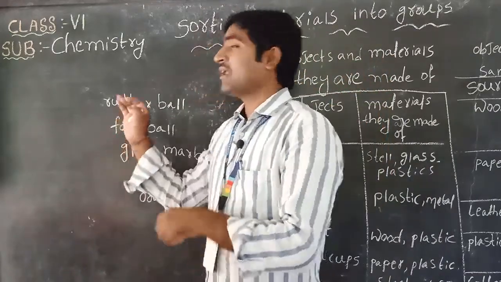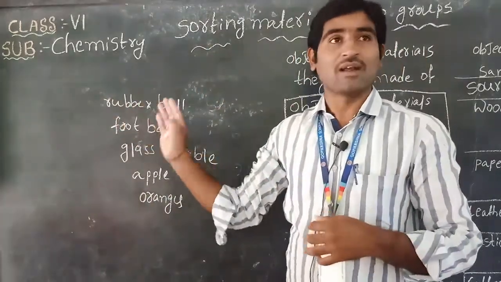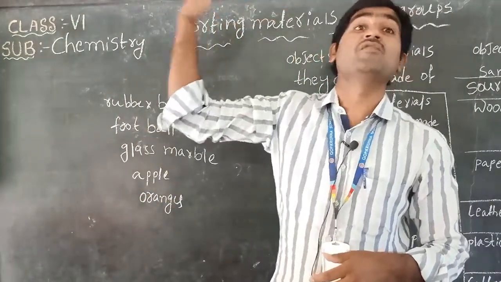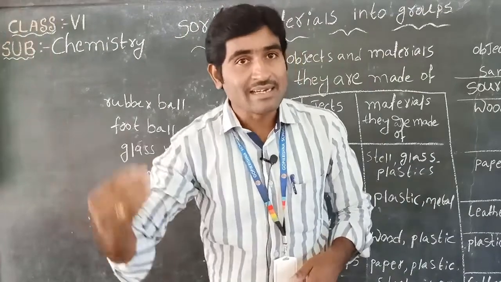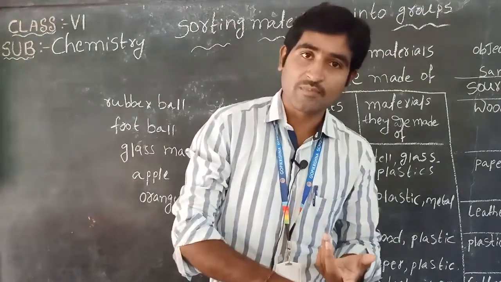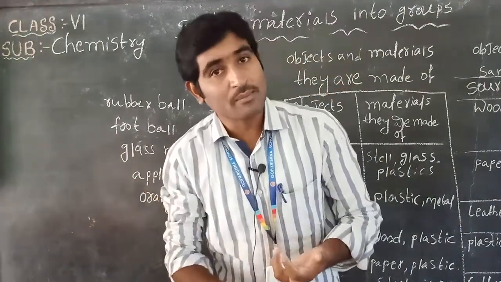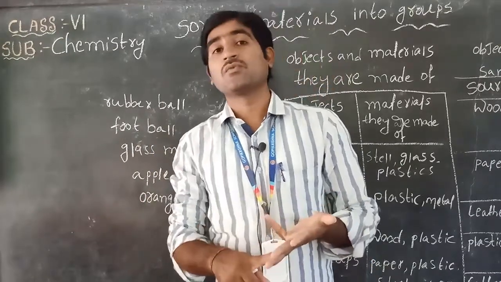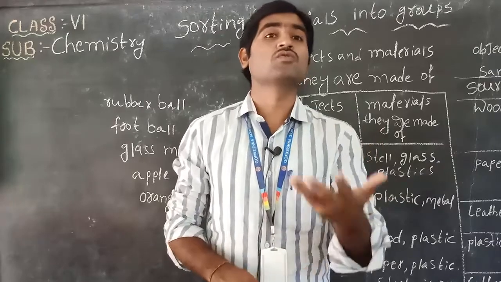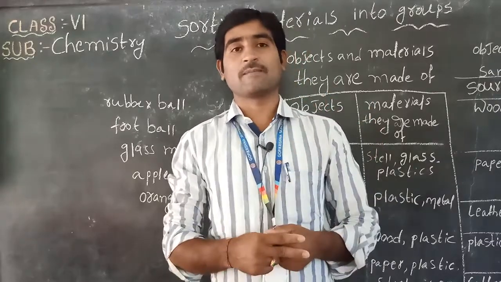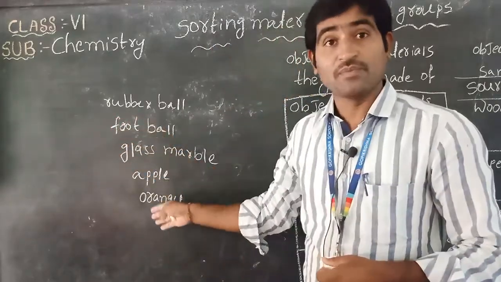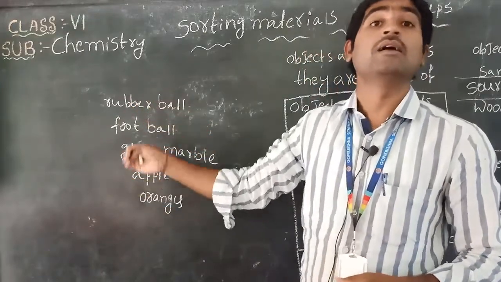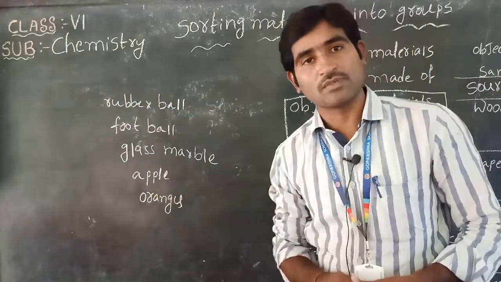Not only one list. There are so many ways to write a list: based upon the shape, based upon the material, based upon the uses. Based upon these ways, we have a chance to write lists of materials. So here we wrote one list, made based upon round shaped objects or nearly round shaped objects.